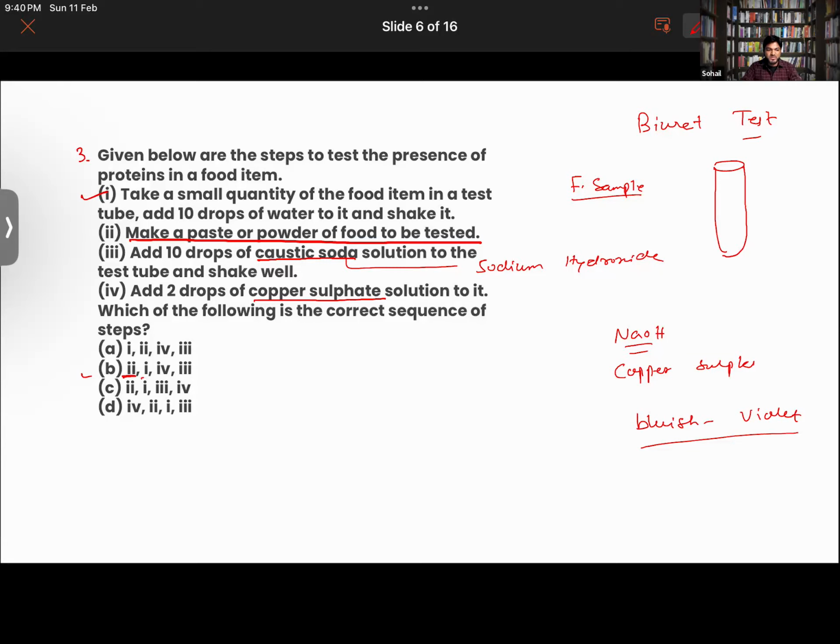Am I visible in the class, by the way, or not? Yes, sir, you're visible.